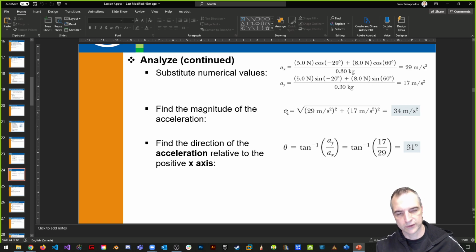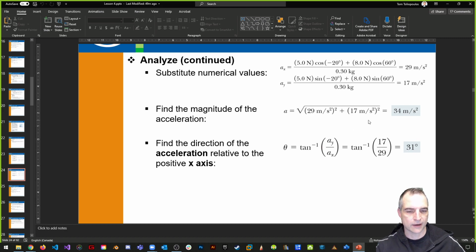To get the total acceleration, now we know we can use the Pythagorean theorem, because now we have everything in terms of our vectors, right? So we take the acceleration across the x-axis squared plus the acceleration across the y-axis squared, and then take the square root of that, which gives us the final acceleration, which works out to be 34 meters per second squared. That is the magnitude of the acceleration.